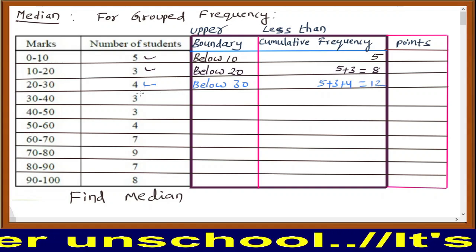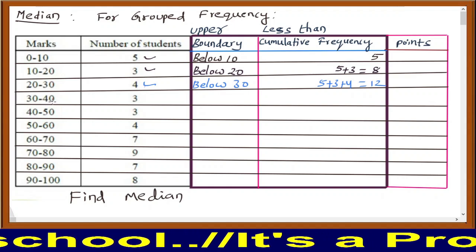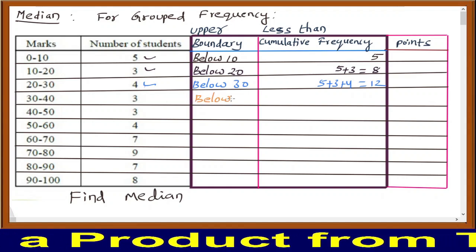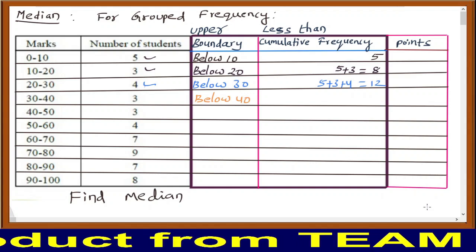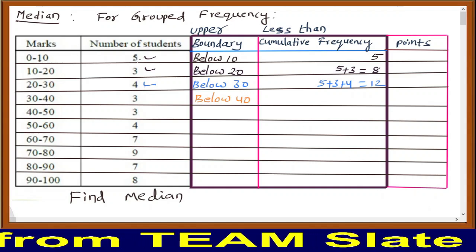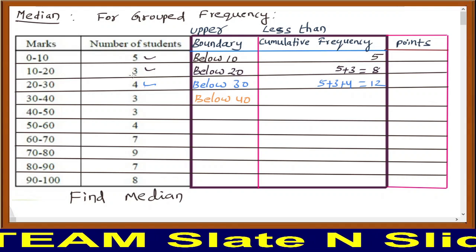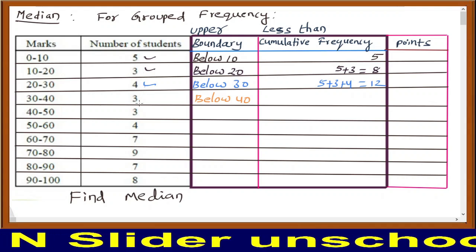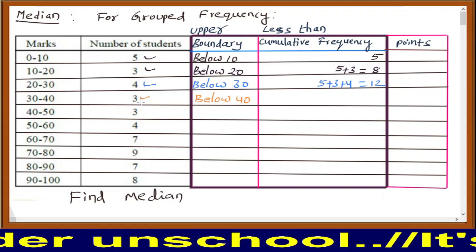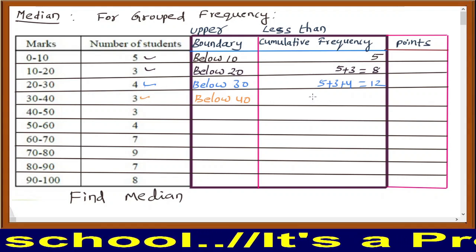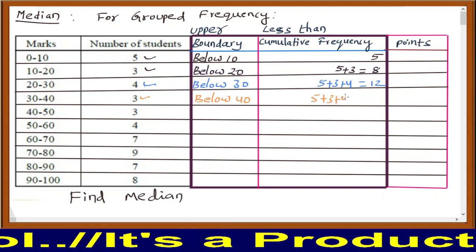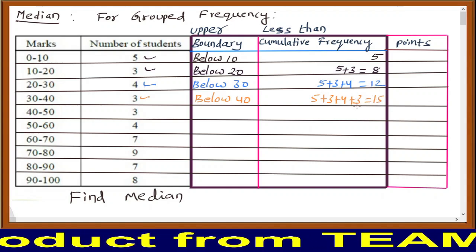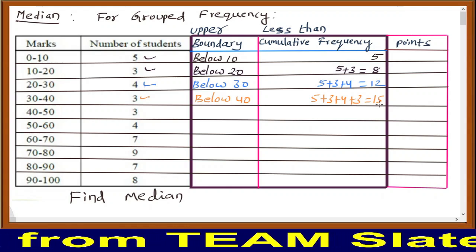And for the next class interval 30 to 40, we have to find out the number of students who got below 40. So for 40, what should we do? These 5 students are below 40, and these 3 students are also below 40, and these 4 students also below 40, and these 3 students are also below 40. So we have to add all the frequencies, 5 plus 3 plus 4 plus 3, that is equal to, up to here it is 12 and extra 3, so we get 15.